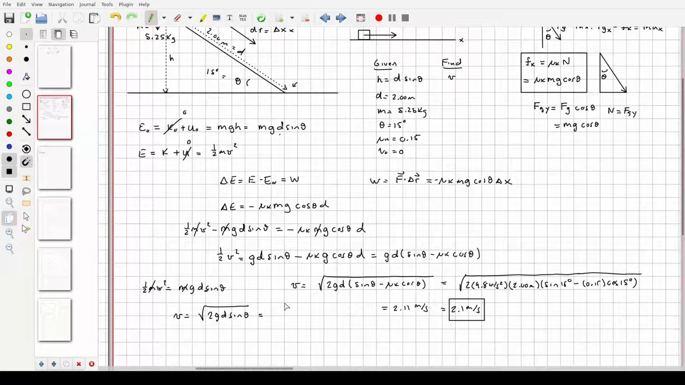you're going to get 3.2. So you can see there's a substantial difference between the speeds, right? And that's all due to the fact that energy is being taken out of the system.